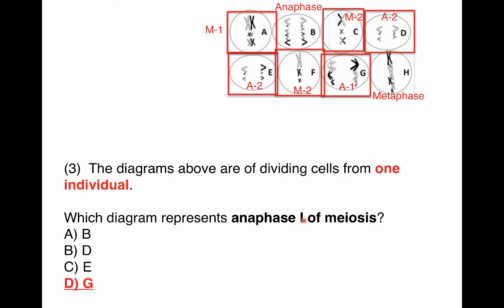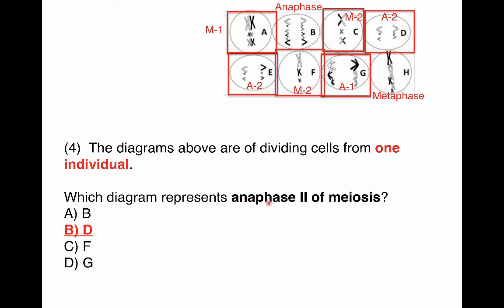Which represents anaphase 1 of meiosis? So again, we already talked about how this would be metaphase 1 of meiosis, the 2 homologs lined up next to each other. And so anaphase 1 would be separating those 2 homologs, and we see that occurring here in panel G. We have three of the homologs going this way, the other three homologs going this way. So G would be the answer there.